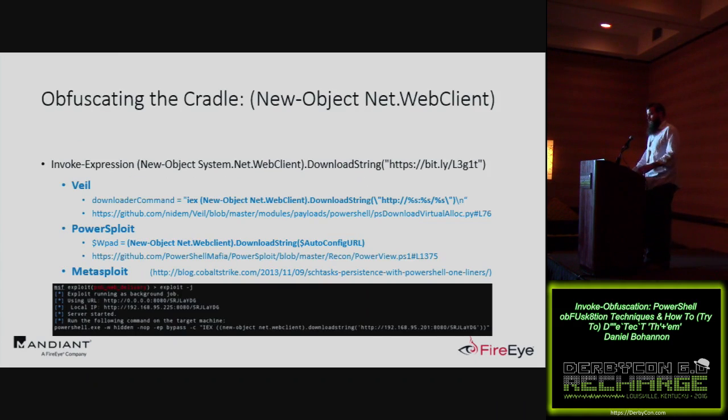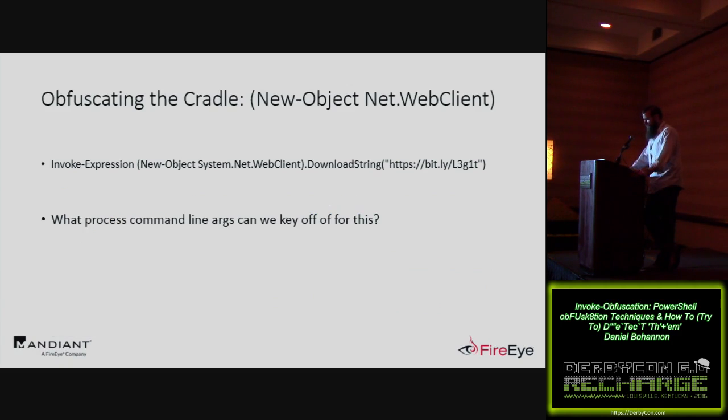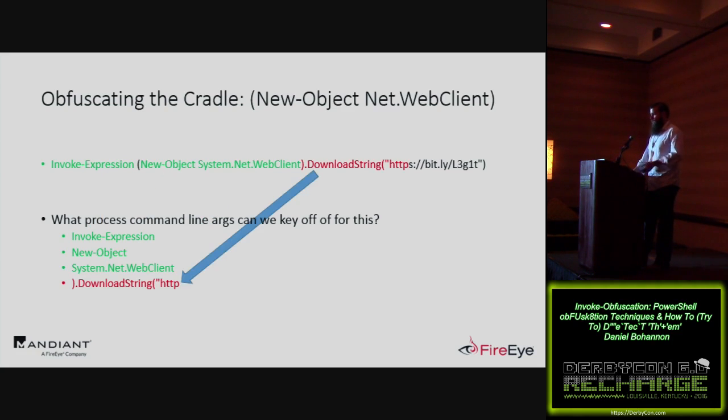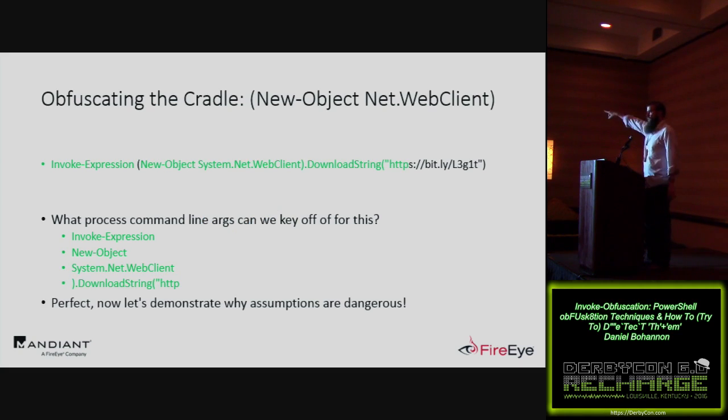So, let's go through an example. This is the most standard remote download cradle syntax that we see, and it's generated by a lot of the big name tools out there: Veil, PowerSploit, Metasploit. So let's go through a little example. You have your attacker command on the top. We as defenders, how can we build kind of a signature to trigger on this activity? Well, we could say, okay, if we see Invoke-Expression and New-Object System.Net.WebClient and DownloadString HTTP, this would catch this command, right? We're all good there?